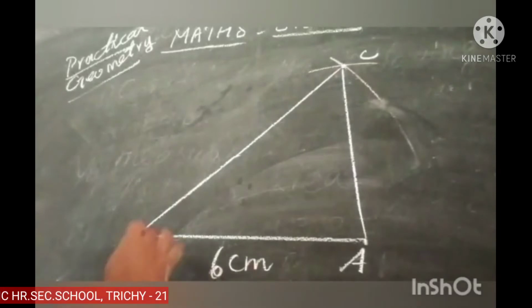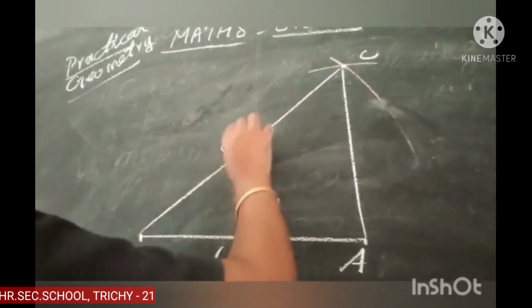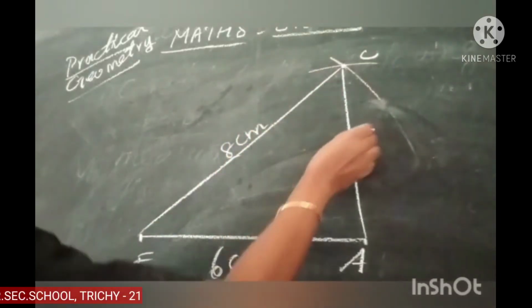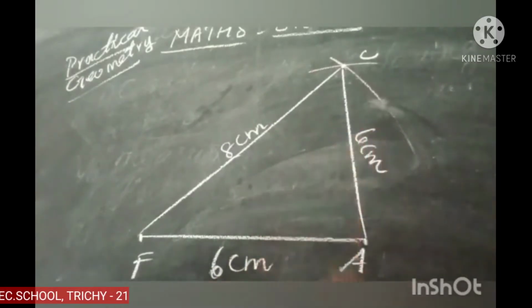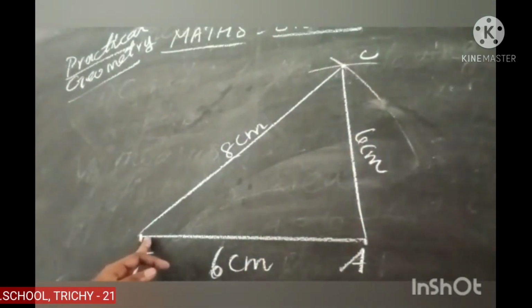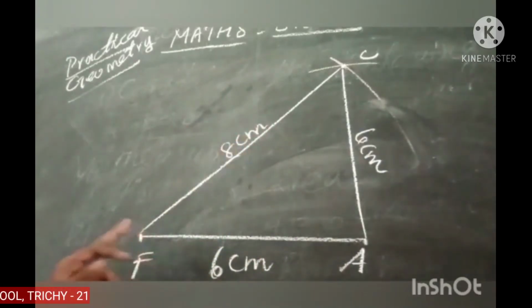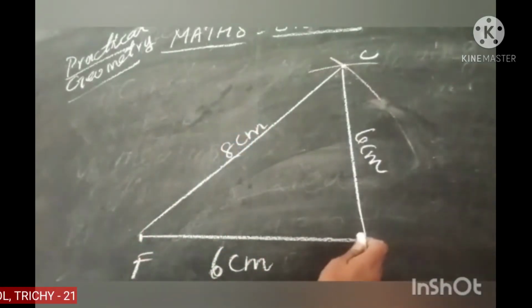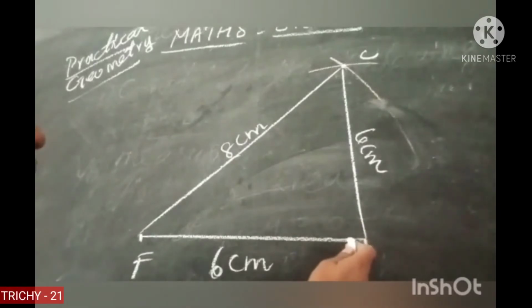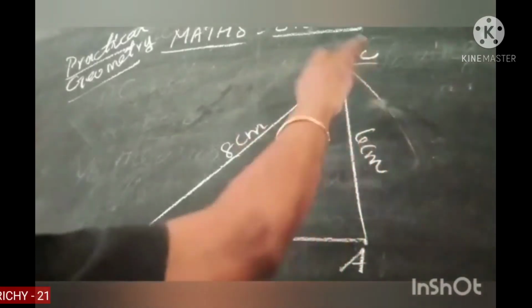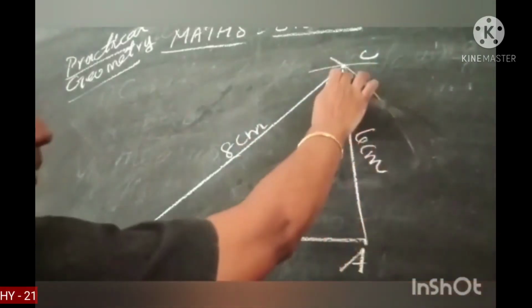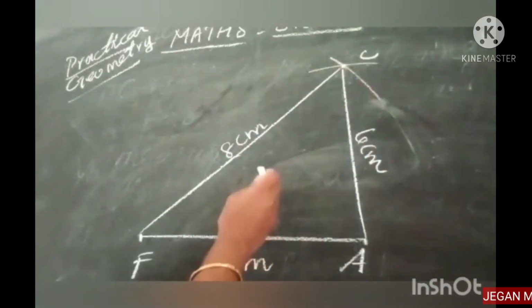FA is 6 centimeter. Here FC, that is 8 centimeter, is the diagonal. Here also 6 centimeter. Now keep F as center and put an arc at 8 centimeter. Here A: keep A as center, take the measure of 6 centimeter and put another arc. The 2 arcs cut at one point, that is C. Now part 1 is over.